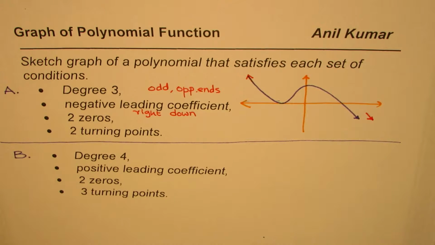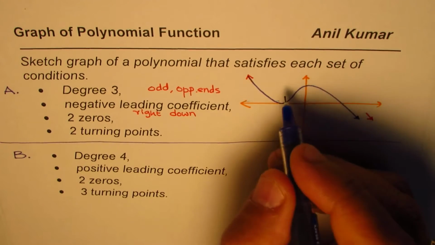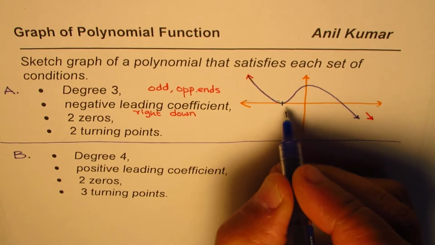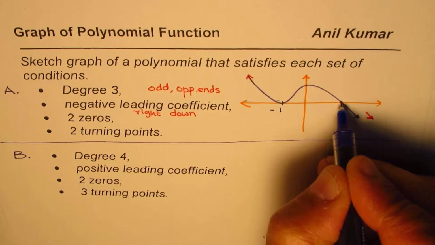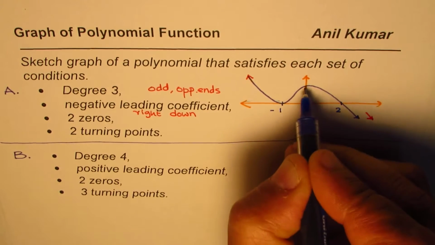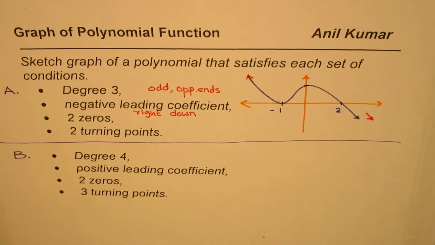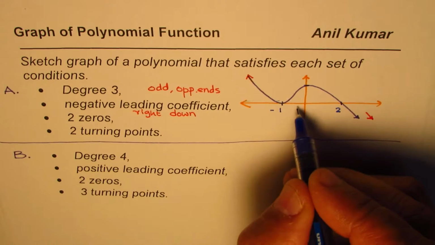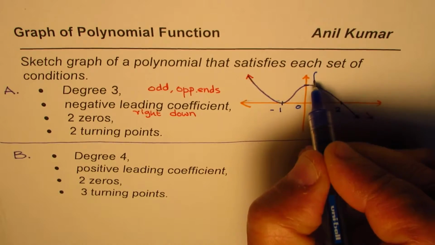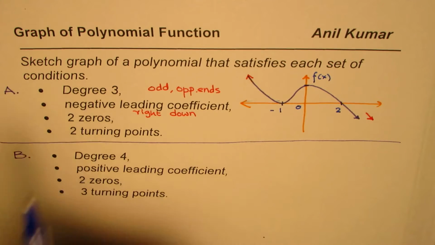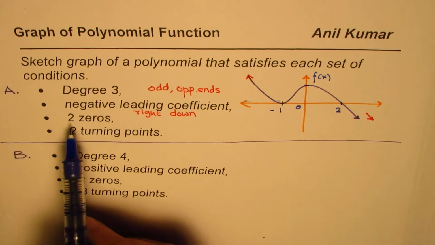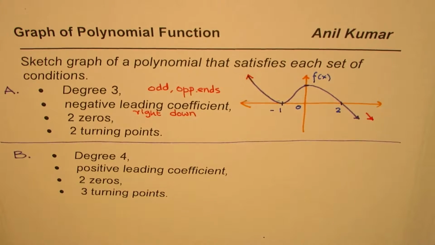In case you have to write down the equation, just in case, it is important that you mention this as -1 and this you could write as +2, and give some value of y-intercept, so that you can find the equation, right? We are not getting there now, but this is the graph of our function. We'll call it f of x. So this graph represents degree 3, negative leading coefficient, 2 zeros and 2 turning points.